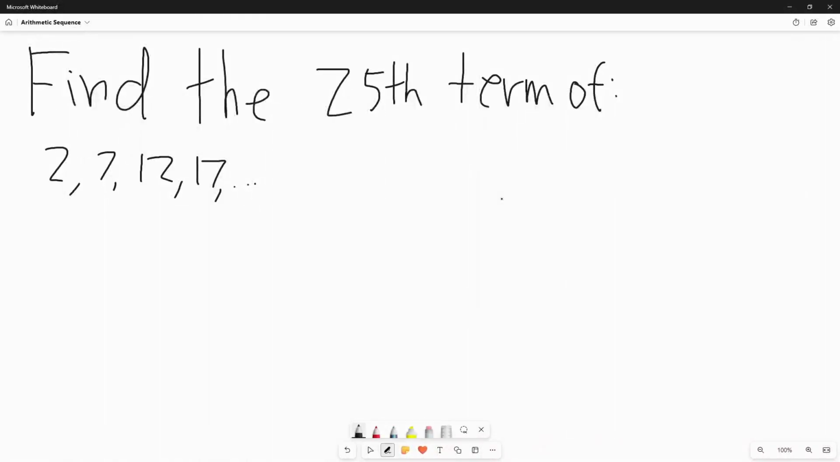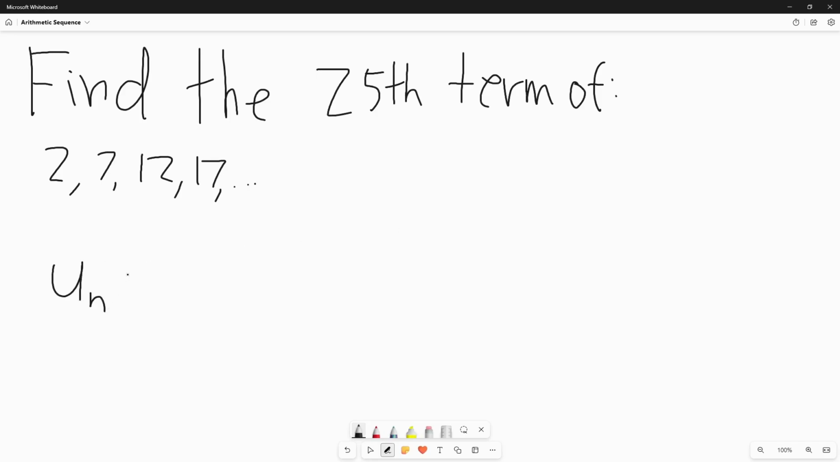Now, let's start with some practice problems. This one says, find the 25th term of 2, 7, 12, 17, and so on. If you think you can do this one by yourself, pause the video and try it. But I'll explain it right now. To find the 25th term, we can write an explicit formula, recursive formula, whatever formula you want. But I'm going to use the explicit formula.